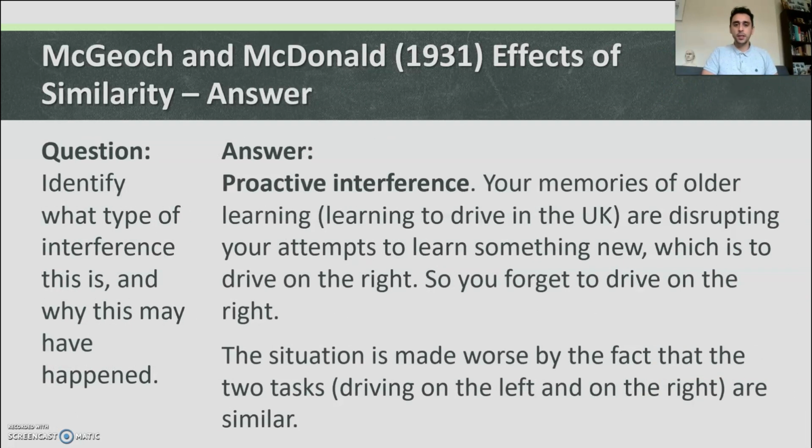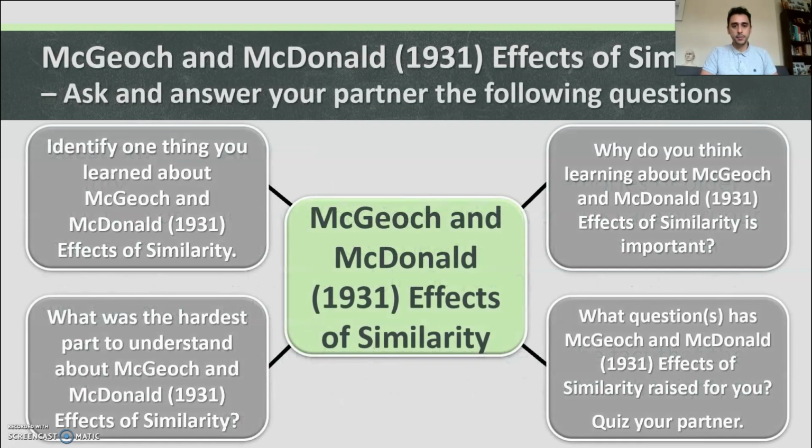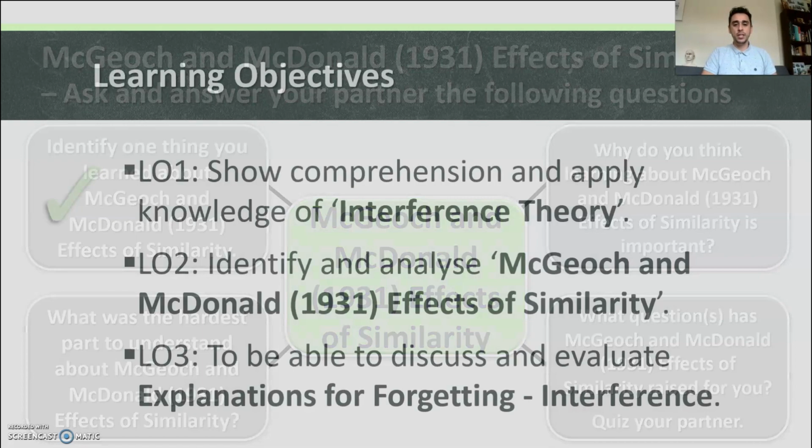Here's the answer. It is proactive interference. Your memories of older learning, so learning to drive in the UK on the left, are disrupting your attempts to learn something new, which is to drive on the right. So you forget to drive on the right. The situation is made worse by the fact that the two tasks, driving on the left and right, are similar. And that's McGeoch and McDonald's 1931 effects of similarity research.